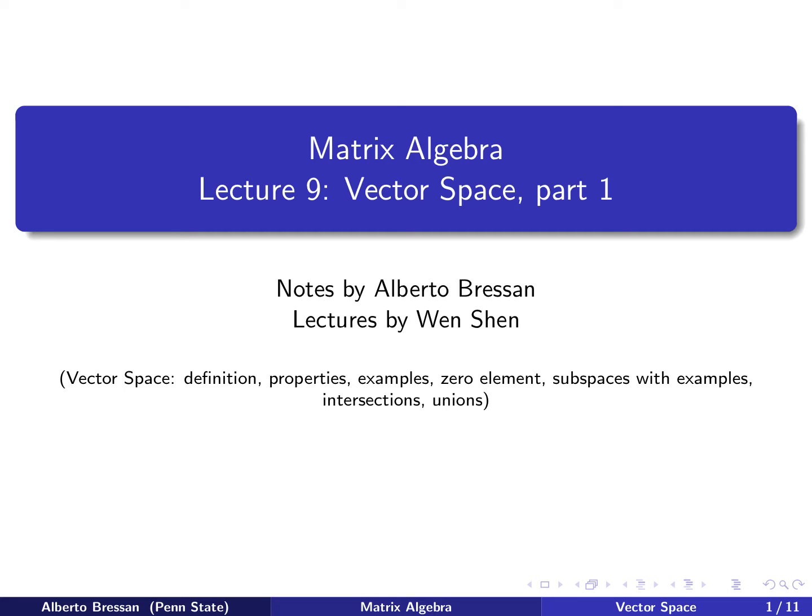Today we cover lecture number 9, part 1. In this lecture we will talk about vector space. We will go through various related topics, starting from definitions and properties, and we'll give examples, and we'll talk about special elements in the space like the zero element. And then in the second half of the lecture, we'll go through subspaces with examples and concepts of intersections and unions, and so on and so forth. Okay, so let's get started.